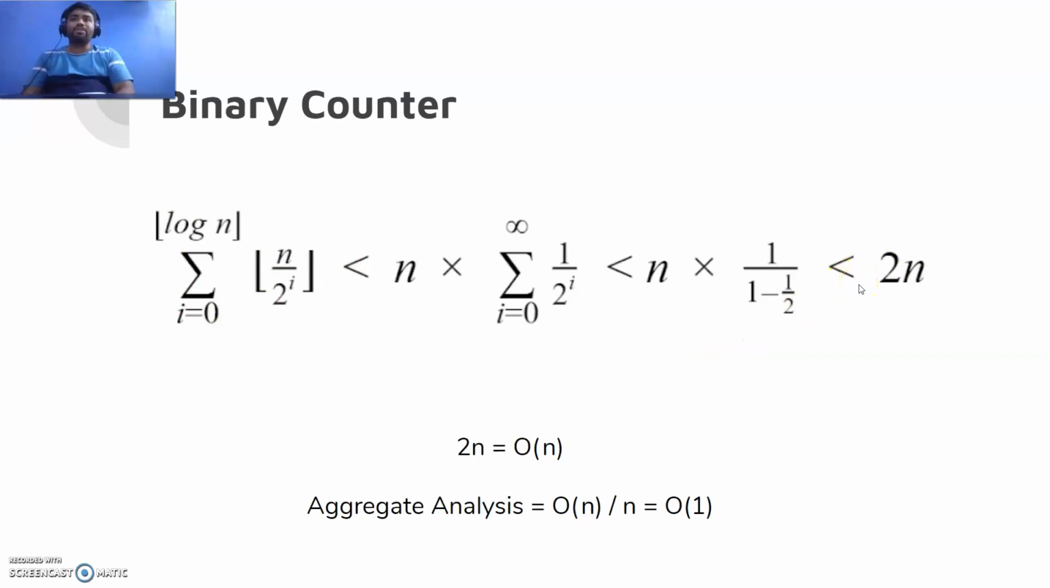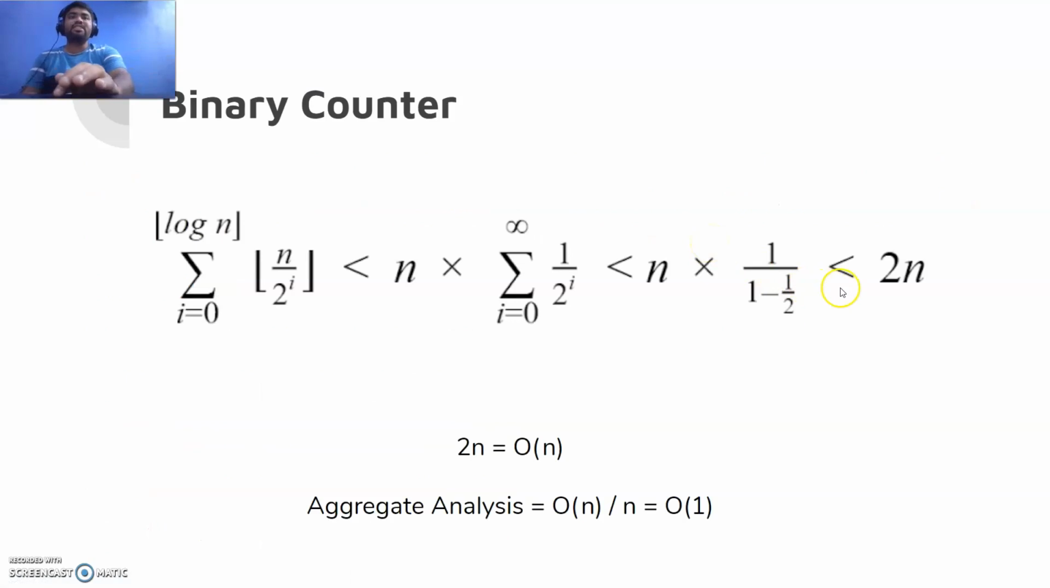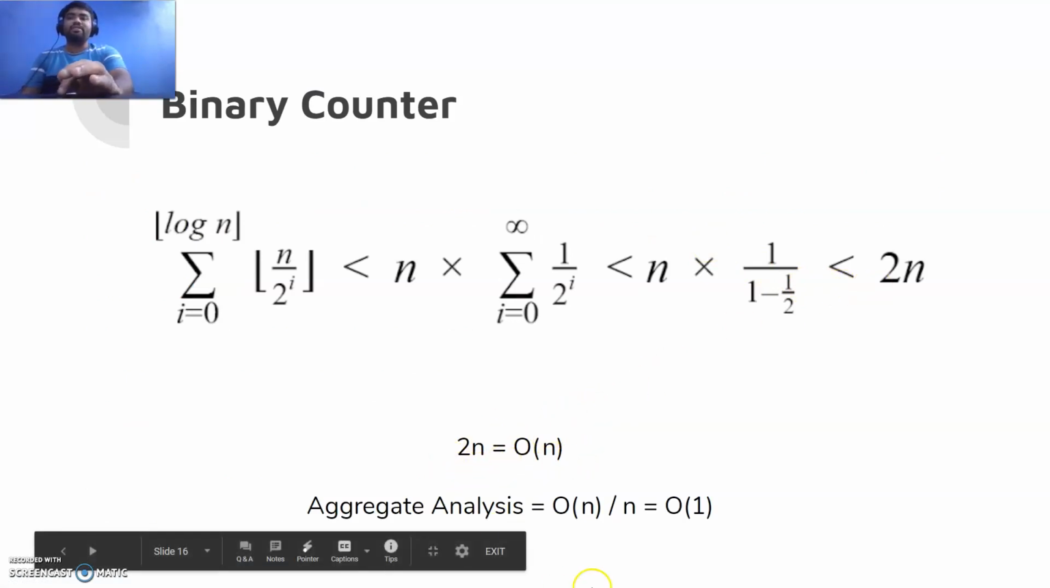And what had we said before? That it was equivalent to n into k, and k was 4, so it was big O of 4n. But we can clearly see it is still less than 2n. So my big O of n is just less than 2n. And finally, you can see that it is big O of n by n, so aggregate analysis gives me big O of 1.